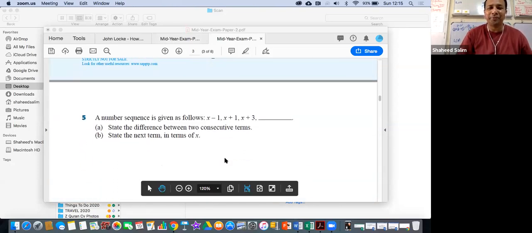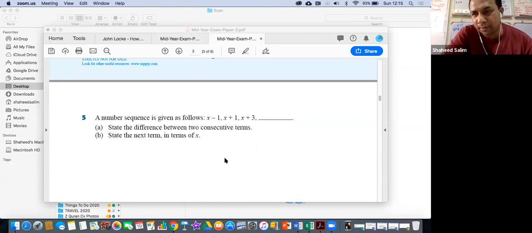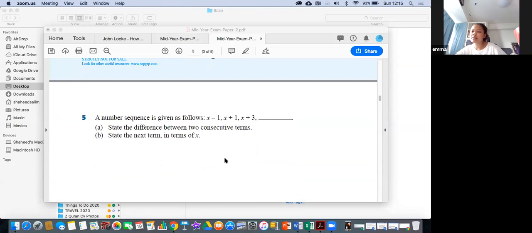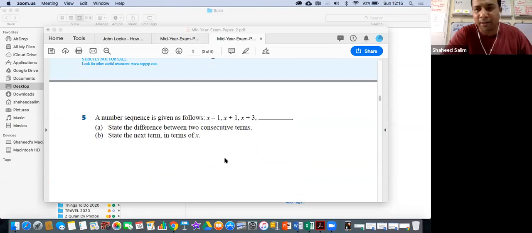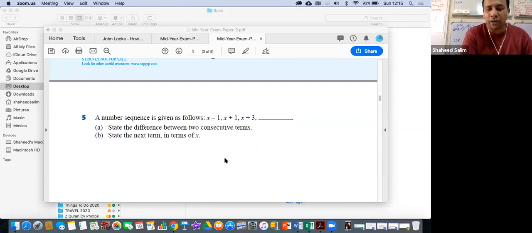What about the next one? This one. What's the difference between the two consecutive terms? What's the meaning of consecutive? It's like the next one. The next one. Am I lagging, Emma? You are lagging a little bit. Okay, so the difference between the two terms next to one another is?